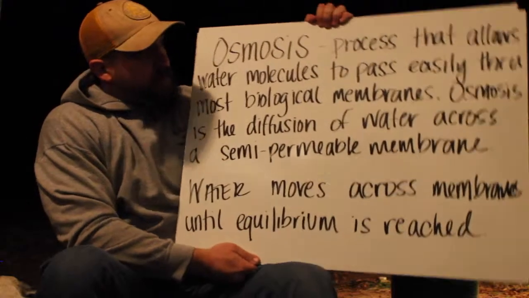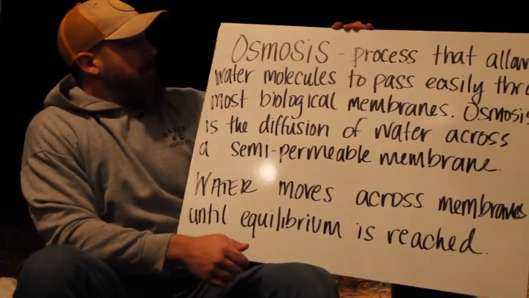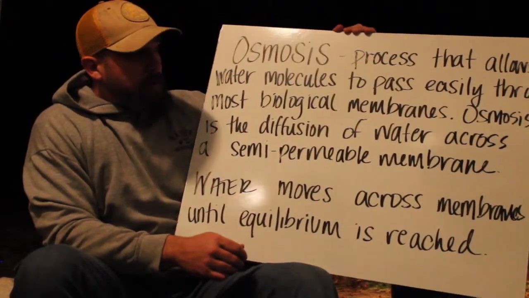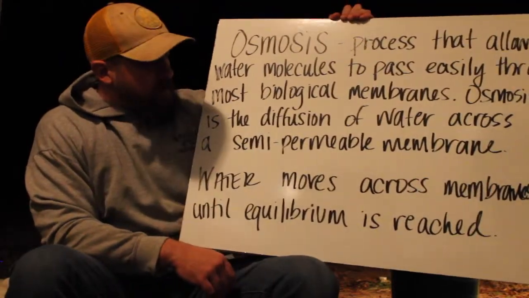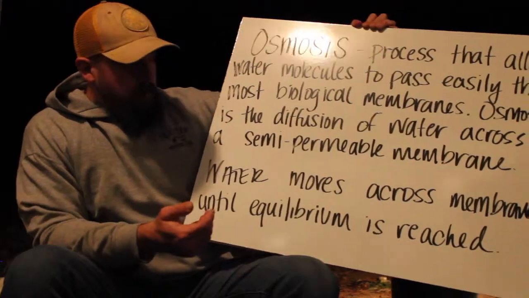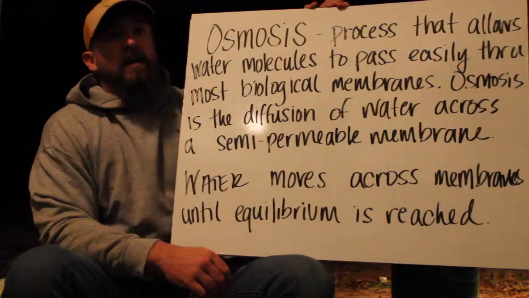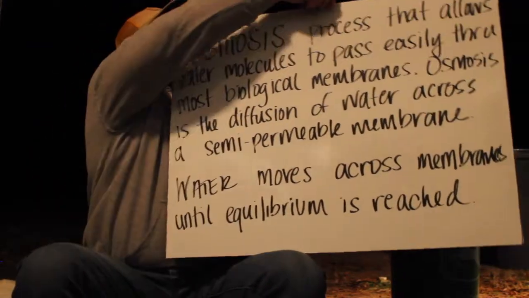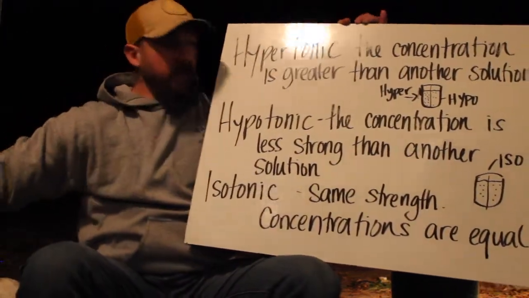Osmosis is the process that allows other molecules, water molecules, to pass easily through most biological membranes. Osmosis is just the diffusion of water across a cell membrane. And this water moves across the membrane until equilibrium is reached. So, if you have a concentration of less water on the inside of a cell, water is going to move into the cell.